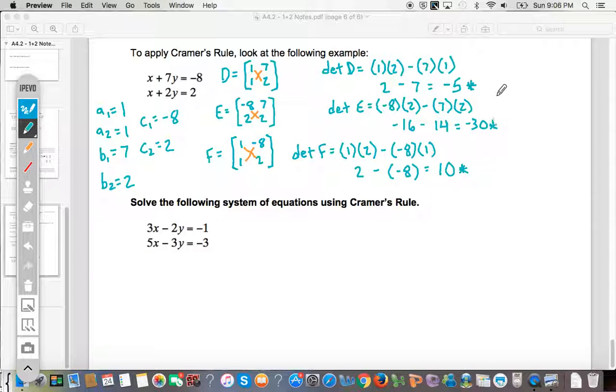Now I can solve for x and y. So now I'll write this in a different color. So x equals determinant of E divided by determinant of D. So determinant of E is this negative 30 right here, divided by determinant of D, we said is negative 5. So x equals 6.